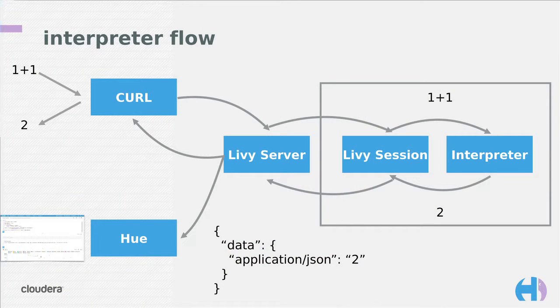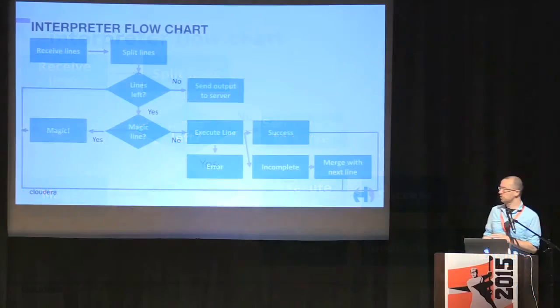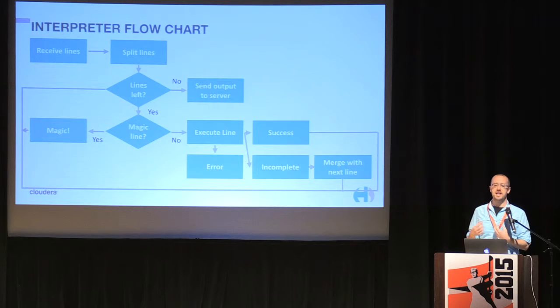So this is the actual workflow, the inner loop that's driving the interpreters. We receive a chunk of commands, we split them, and go line by line. Ignore the magic part for now. We'll be looking at the execute section, where we actually send a line to the interpreter and try to execute it. It could either succeed, and therefore we go back into the loop and process the next line. It could error out, or it could be incomplete, like you have a statement, like an if statement, that has an open bracket that we haven't seen the closed bracket for yet. So we have to merge with the next line and loop again.